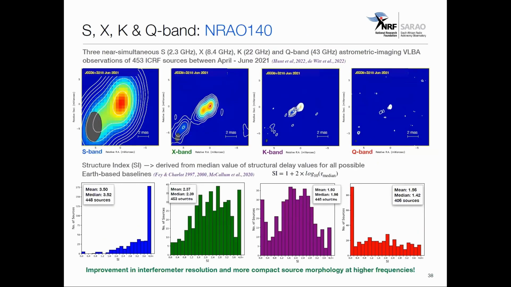I talked about the structure index before that we use to assess the amount of structure. So in this case, what I've plotted here is the distribution of the structure index over all 453 sources. And this also shows us, if we look at the median values here at S band, the structure index is 3.52. Remember, I said structure index of three or four is not good for celestial reference framework. At X band, it's 2.39, K band's down to 1.96, and at Q band, 1.42. So definitely the improvement in interferometer resolution and also the more compact source morphology at higher radio frequencies is what we are after.